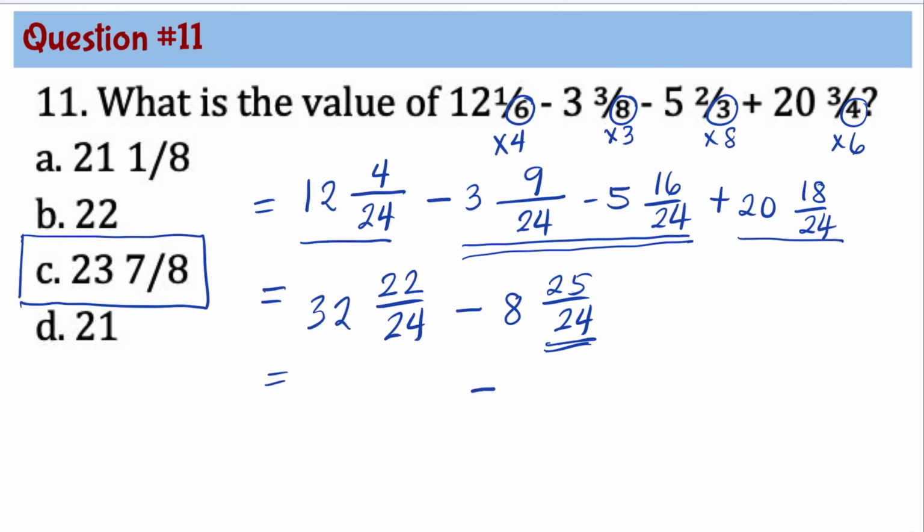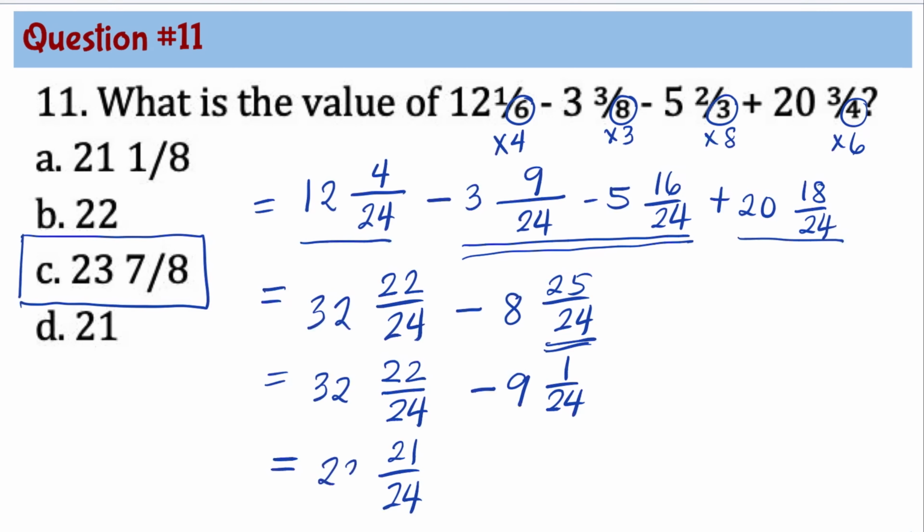So I will rewrite this now as minus 9 and 1 over 24. Copying the first fraction, we have 32 and 22 over 24. Now we can simplify it. We can subtract 1 24th from 22 over 24. That is 21 over 24. Subtracting the two whole numbers, 32 minus 9 is 23.